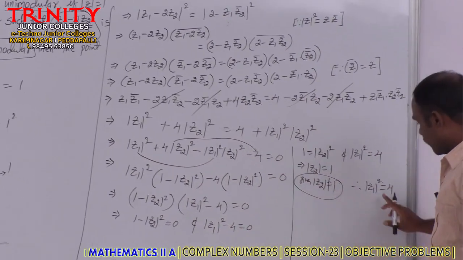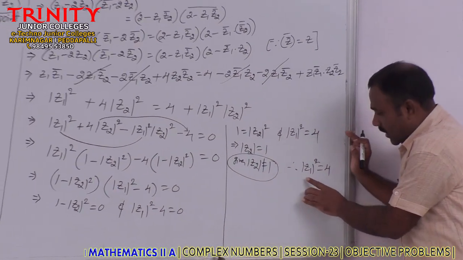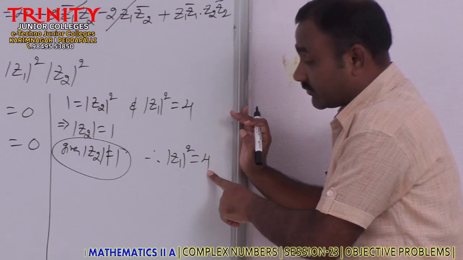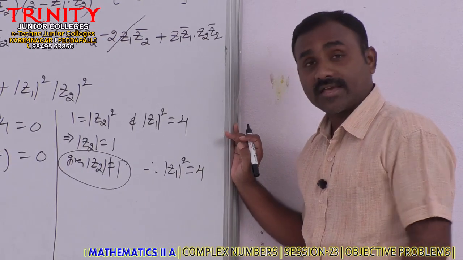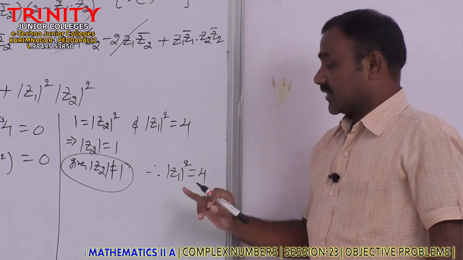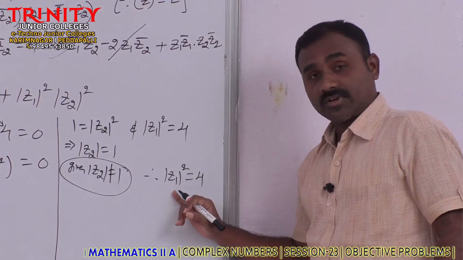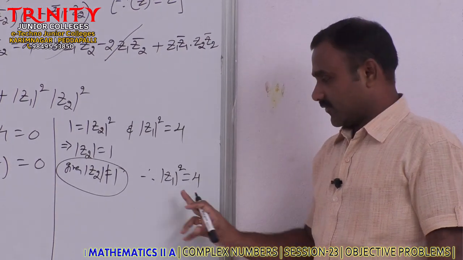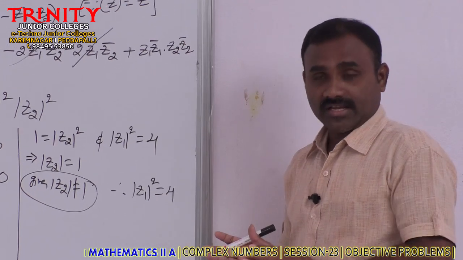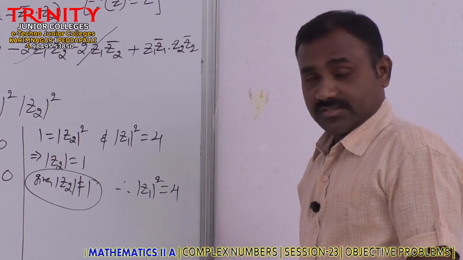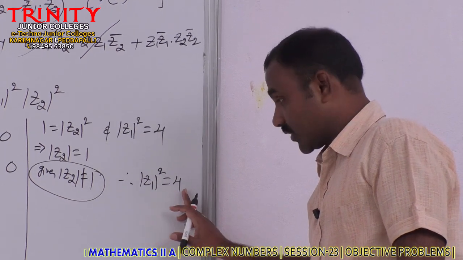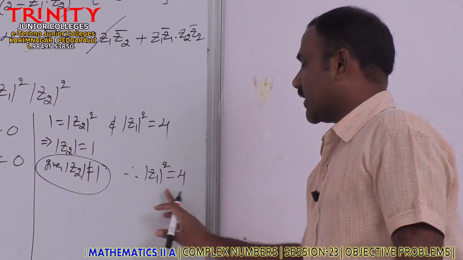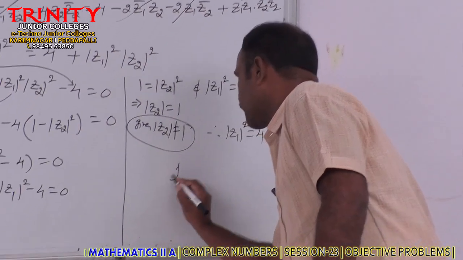According to this, what is the locus? Mod Z1 square is equal to 4. If we take Z1 as x1 plus iy1, then it is in the form of x square plus y square equal to 4. Therefore, it represents a circle. Mod z square is nothing but x square plus y square equal to 4.